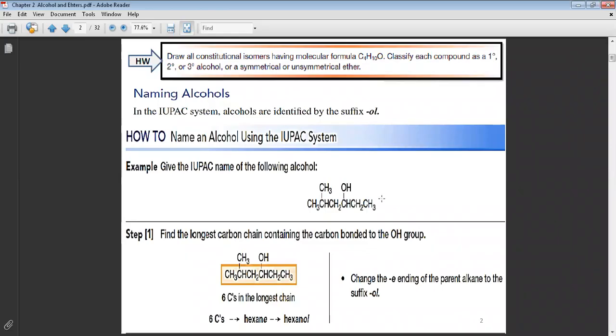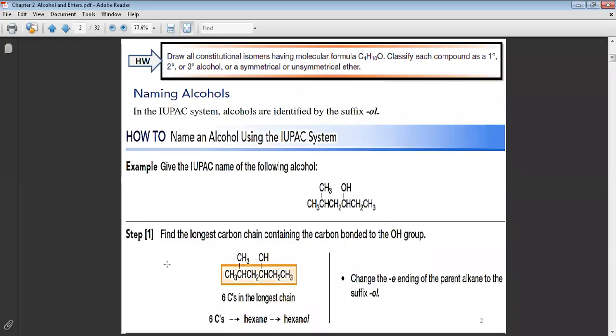That means we'll find the longest chain. This is the longest one, or this, no problem. With a bend or without a bend, no problem. But we want the longest chain of carbon atoms. That means 1, 2, 3, 4, 5, 6, or 5, 6, the same thing, no problem. On carbon number 3, 1, 2, 3, we have the hydroxyl. That means the hydroxyl must be bonded to this long chain.